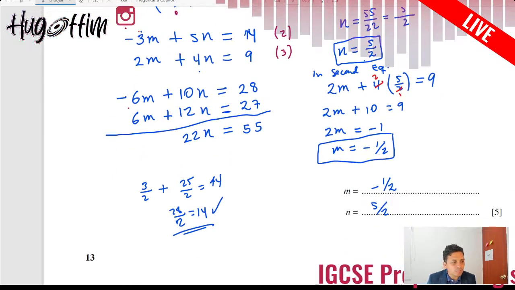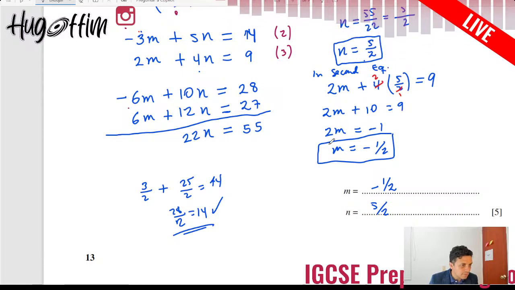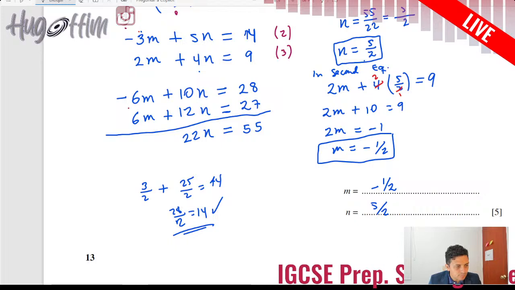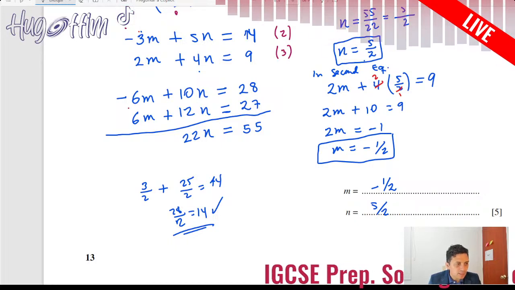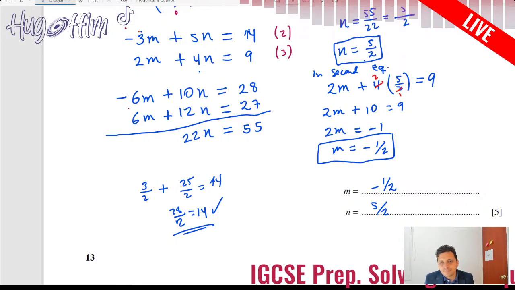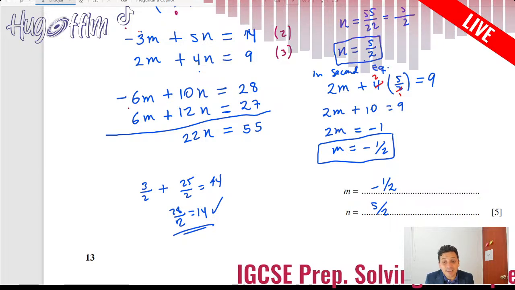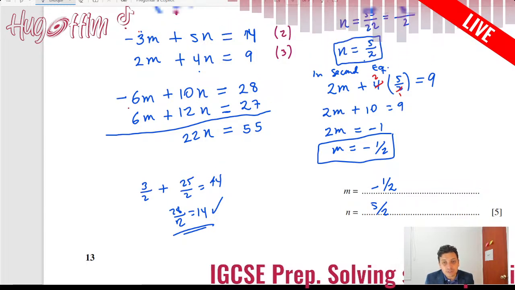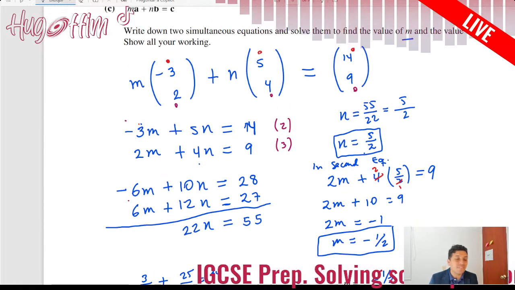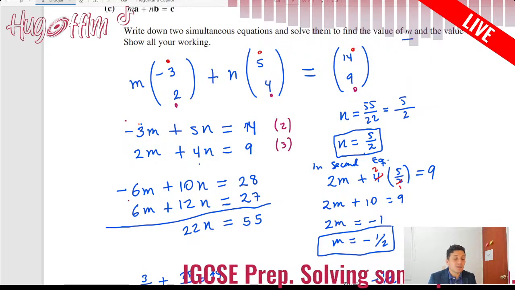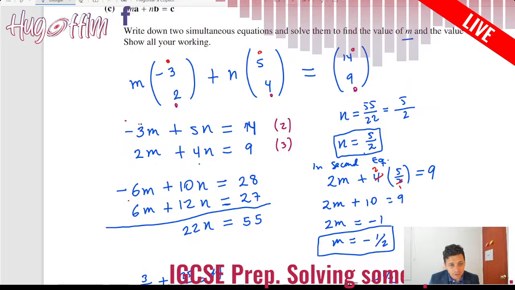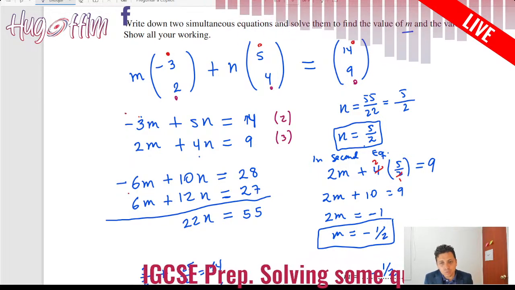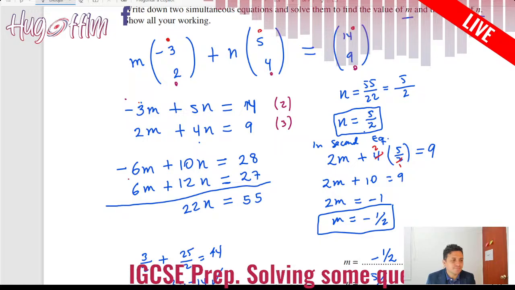Look at the number of marks of this question. Oh yes, you can see it. This question is 5 marks. It's a lot of marks. Why is it 5 marks? Because you have to do a lot of stuff. You need to know how to multiply vectors by constants. You need to know how to provide a system of equations. And you need to show how to solve a system of equations. This is why it's 5 marks.